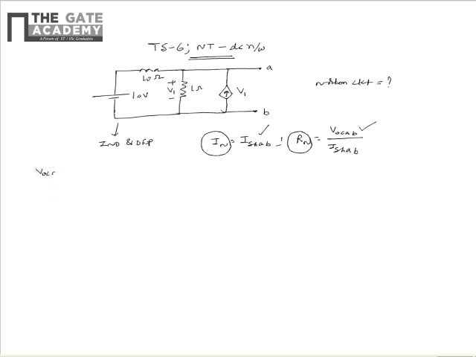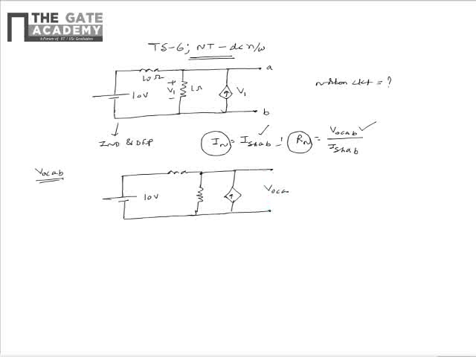First, let us find out VOCAB. For finding the open circuit voltage, by drawing the equivalent circuit of the given circuit, we get that the circuit will look more or less similar to the original circuit. And the drop across the 1 ohm resistor is V1. Hence, let us assume that the potential at the node marked is V1.